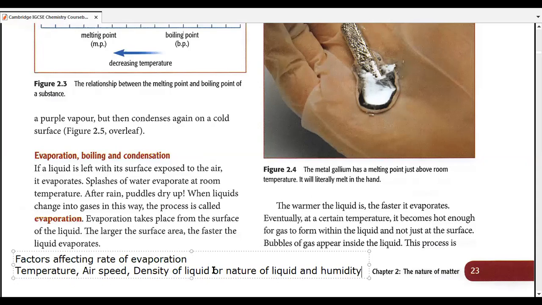Okay, make sure you write these lines in the book. And then we are done for the day.